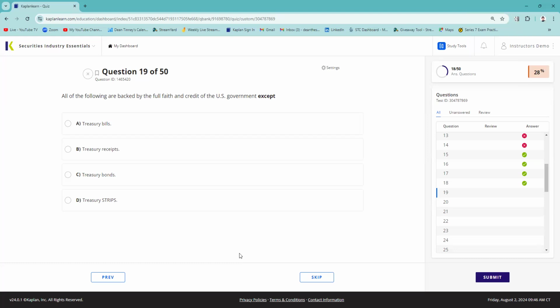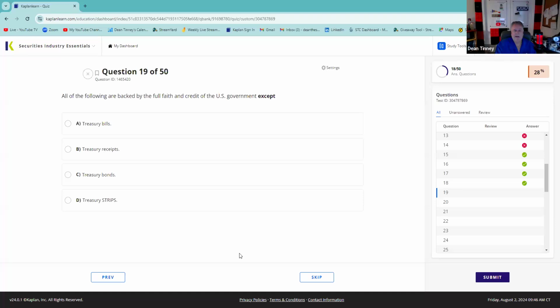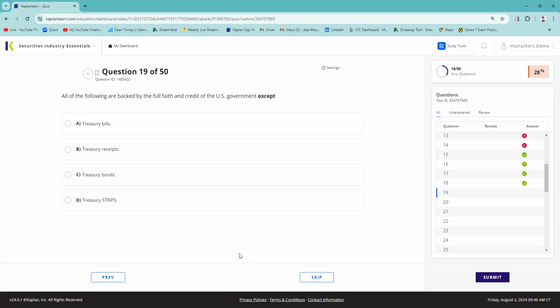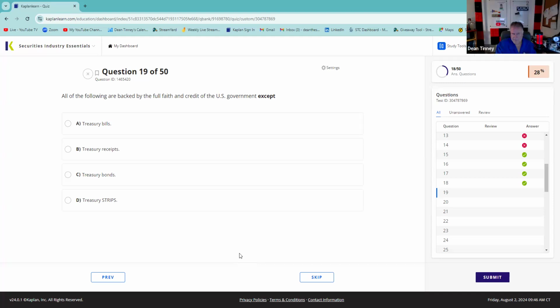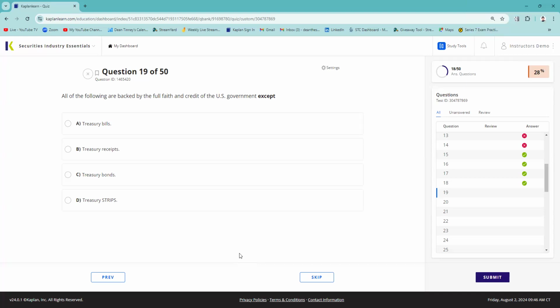What is a treasury receipt? That is a zero coupon bond created by broker dealers who strip treasuries into their component parts. Okay. Zero coupon bond.